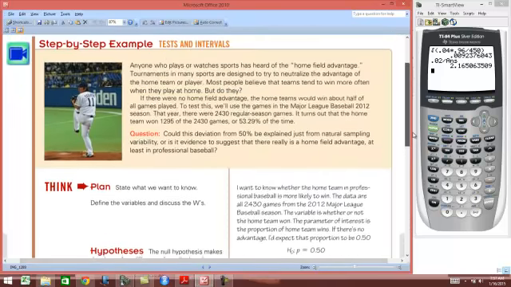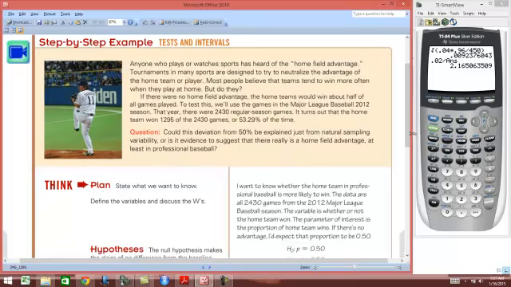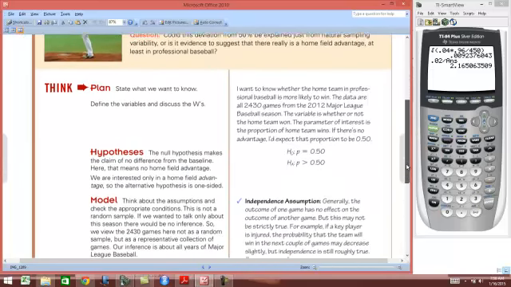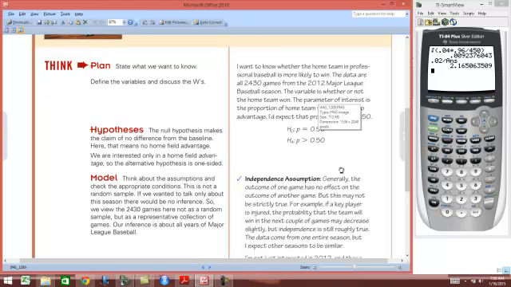Now we're going to do a step-by-step example on the home field advantage. Okay, is there a home field advantage? Question. It looks like there are more home field wins than away wins. Could this deviation from 50% be explained by just natural sampling variability, or is it evidence to suggest that there really is a home field advantage? Okay, so on the right, you're going to state what you want to know. You state your data. The variable of interest is whether or not the home team won.